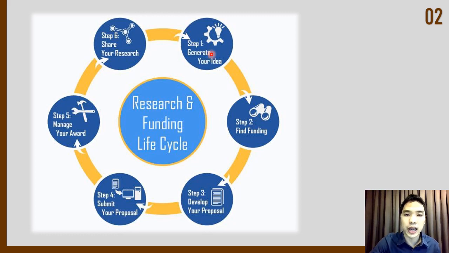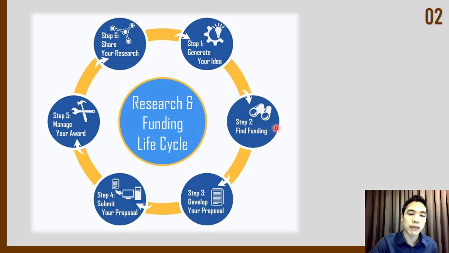Every research starts at step 1, where you get some nice, interesting idea that may solve important problems. However, if you don't have money, you won't be able to start the research. So it goes to step 2, where you need to find the funding. And that could be the government, national or international funders.